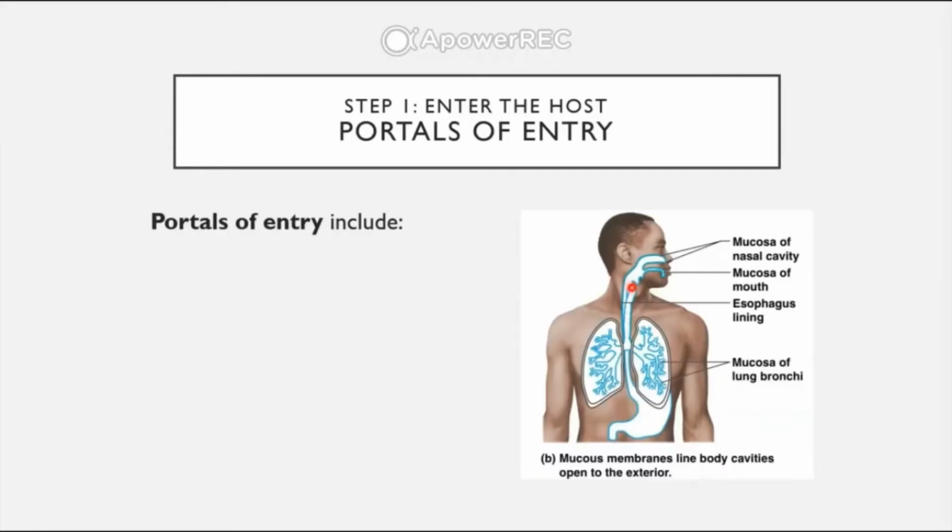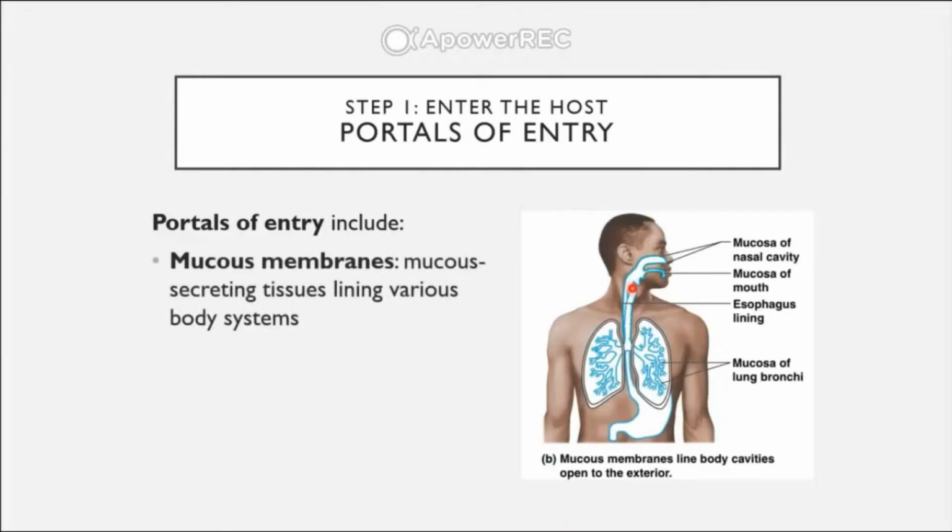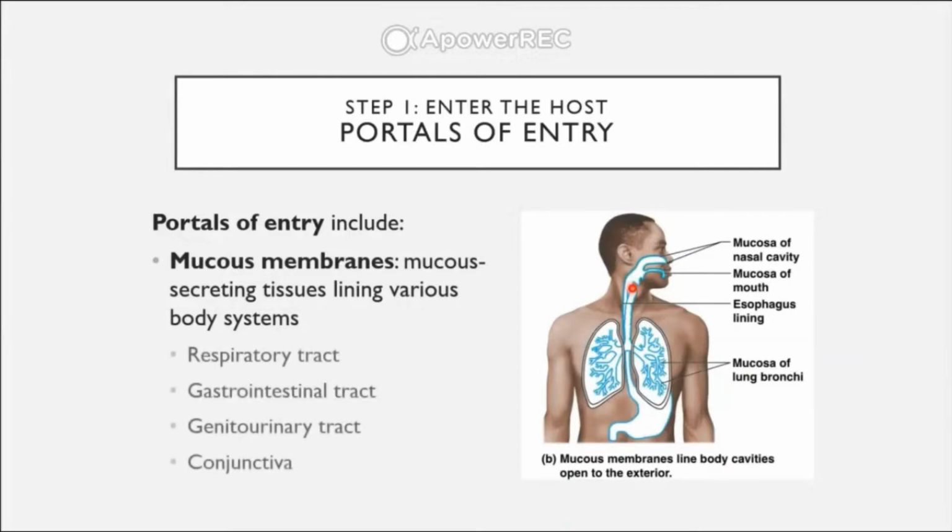Okay, so let's cover step 1, how they may enter the host. And we'll first talk about portals of entry. The first portal of entry we'll discuss are mucous membranes, which are mucus-secreting tissues that line various body systems, including the respiratory tract, the gastrointestinal tract, the genitourinary tract, and conjunctiva. For those of you not aware, conjunctiva are the mucous membranes associated with the eye.